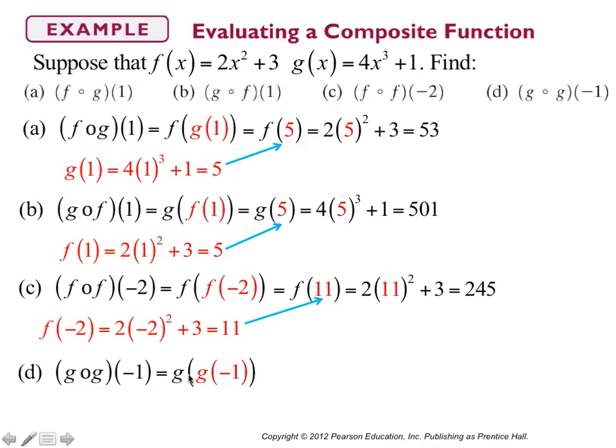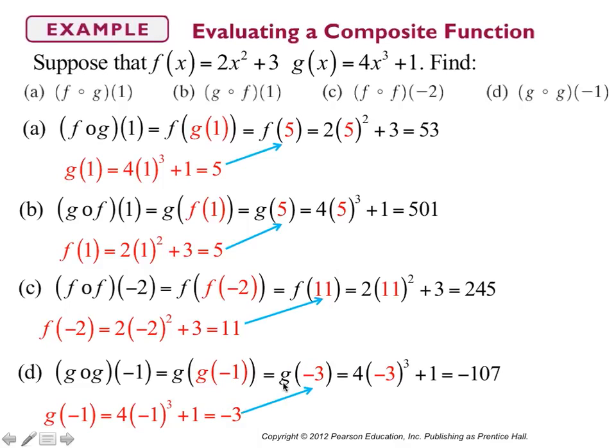Now, if we want to find g of g of negative 1, what that tells us to do is go ahead and find g of negative 1 first. So you find your inside function first. If we take negative 1 and plug it in, we get 4 times negative 1 cubed plus 1. You should get negative 3 for that.